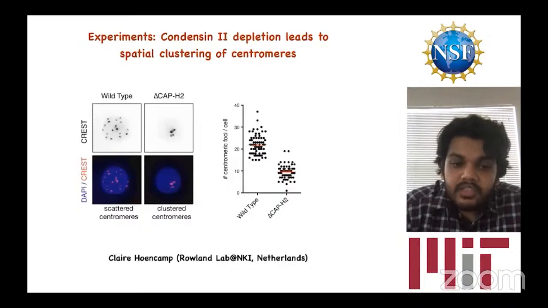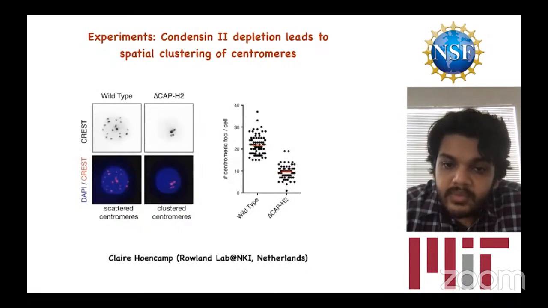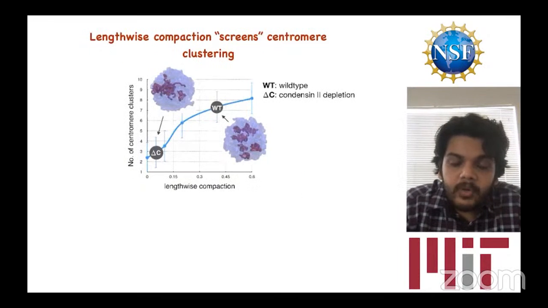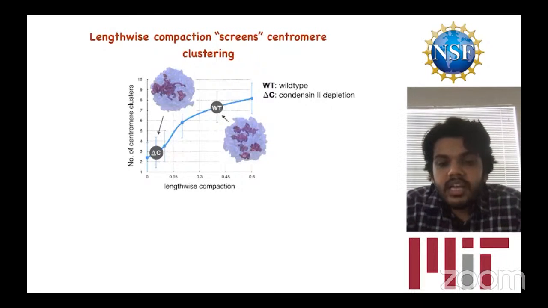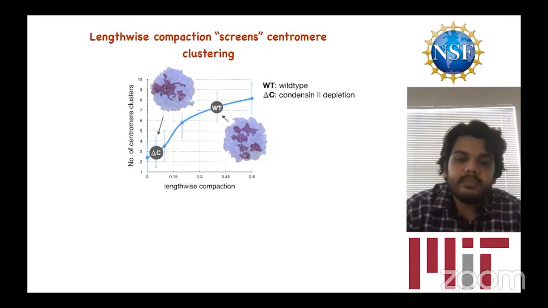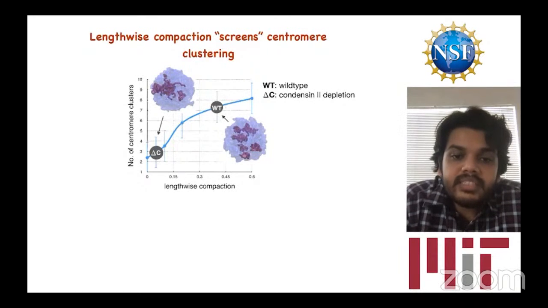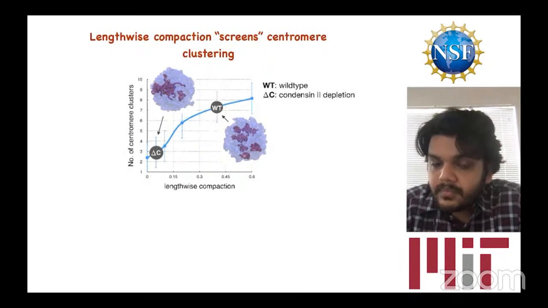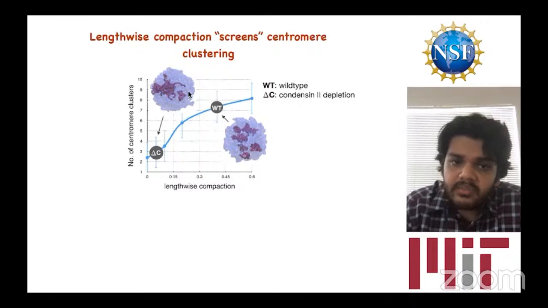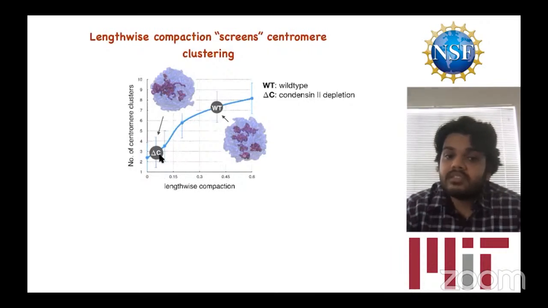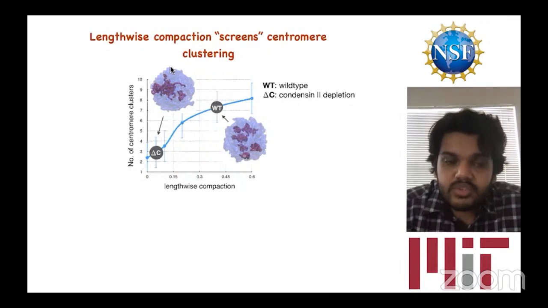Now, to be perfectly honest, this study largely motivated our study. So we can ask whether we see this in our simulations or not, and the answer is of course yes. What we do here is look at every snapshot and assign clusters to centromeres, using various statistical methods, and all of them end up with a similar result. And what we see here is that upon increasing lengthwise compaction, the number of centromere clusters increases. So this corresponds to the wild type, where you have many clusters. However, if you deplete condensin 2, the lengthwise compaction decreases and the number of centromere clusters also decreases. This is a representative snapshot again showing the same.